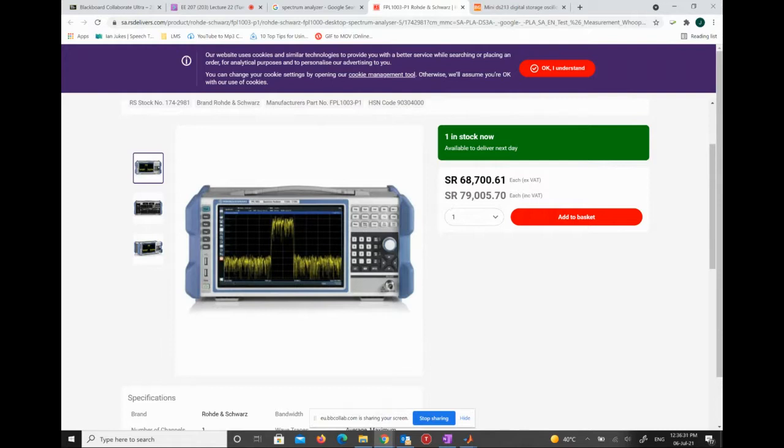Now, spectrum analyzers also have dropped in cost. Now you can buy a decent spectrum analyzer for about 5,000 or 6,000 riyals or so. But typically, good spectrum analyzers will cost more than oscilloscopes. Why? The answer is simple.